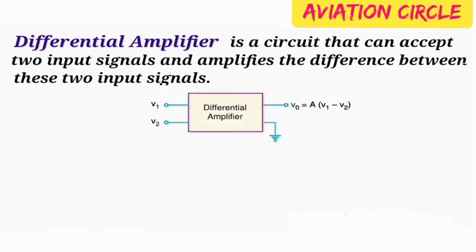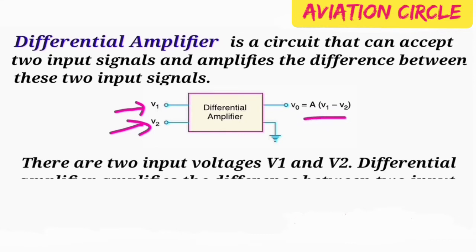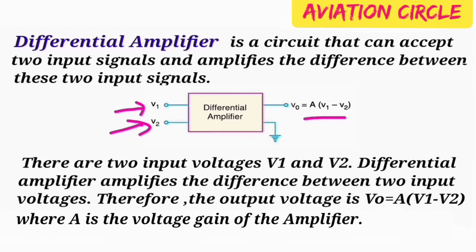Differential amplifier is a circuit that can accept 2 input signals and amplify the difference between these 2 input signals. There are 2 input voltages V1 and V2. Differential amplifier amplifies the difference between the 2 input voltages. Therefore, the output voltage is VO equal to A into (V1 minus V2), where A is the voltage gain of the amplifier.